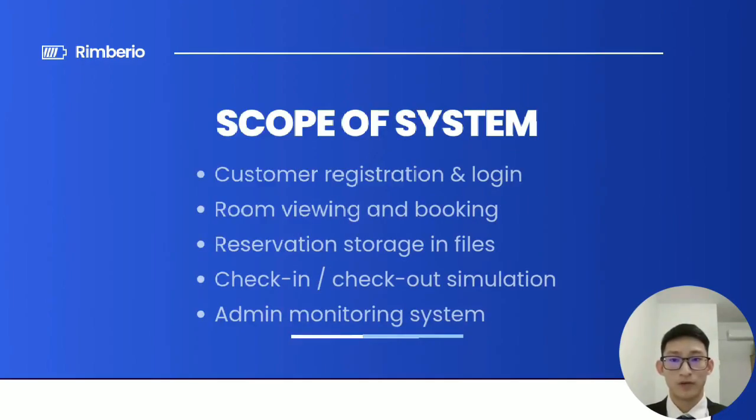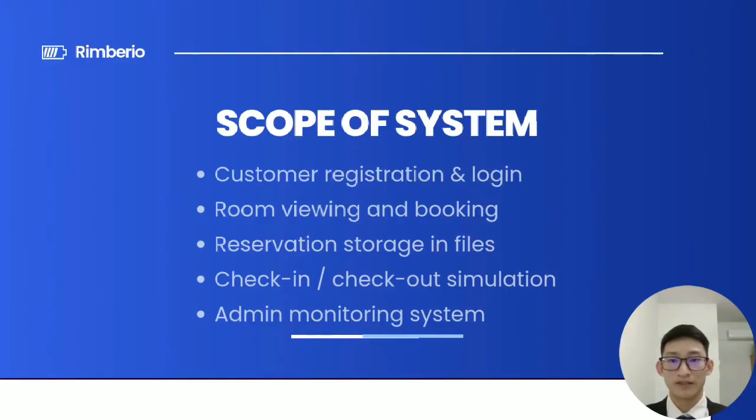So the scope of our project defines what functionalities are included in the system. The first scope is customer registration and login. Customers can create new accounts and authenticate themselves before accessing the system. The second scope is room management. The system displays available rooms along with room types and pricing information.